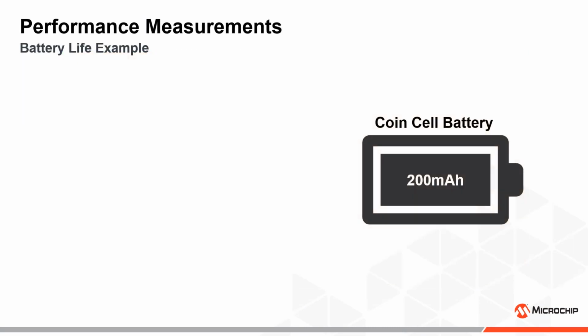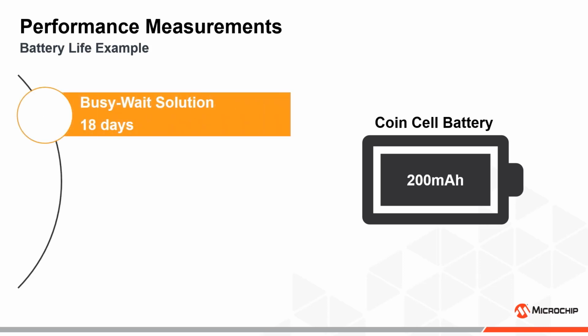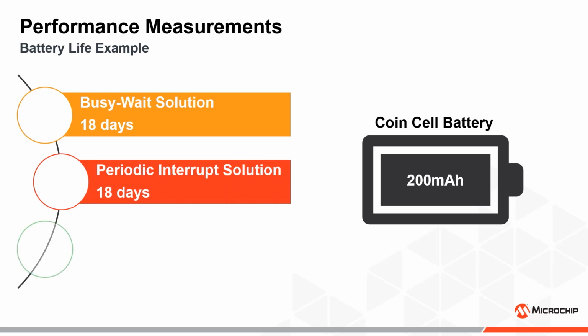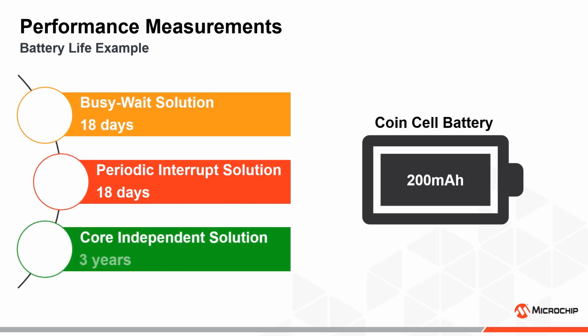Moreover, if we consider a use case where the microcontroller is powered with a small 200 mAh coin cell battery, it will take about 18 days to drain the battery for both the busy wait and interrupt solution. In comparison, the core independent solution can run for almost 3 years before draining the battery.